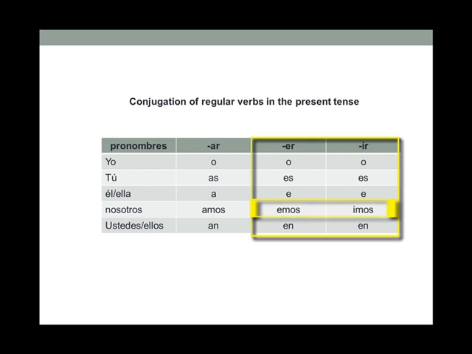The only change you're going to see is in nosotros. Nosotros is going to match the E for the E and the I for the I. So in something like comer that ends in ER, it's going to be comemos. And something like vivir is going to be vivimos.